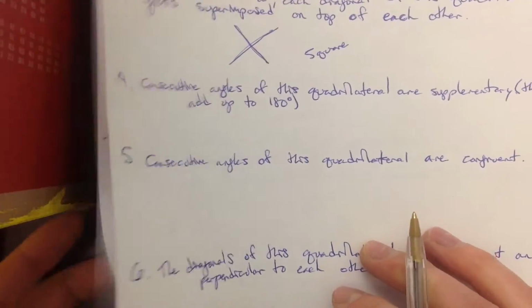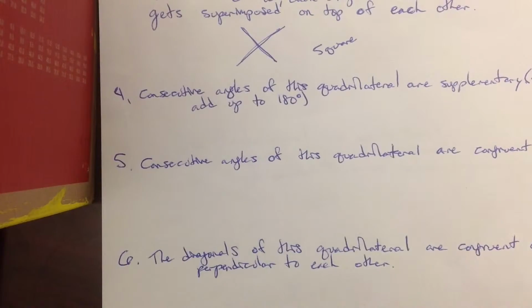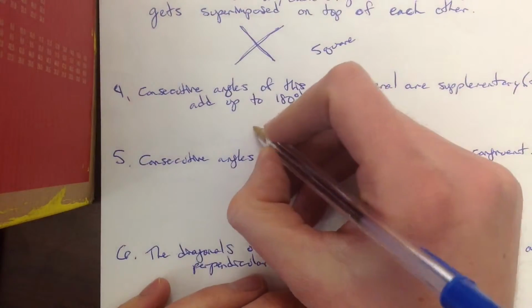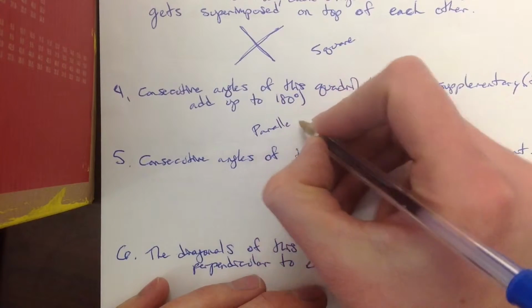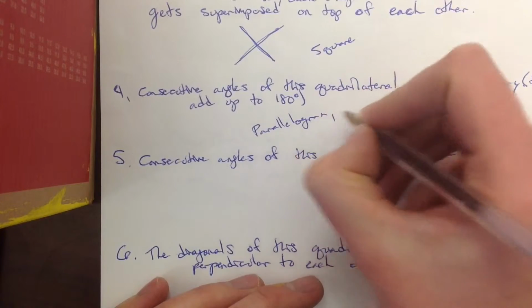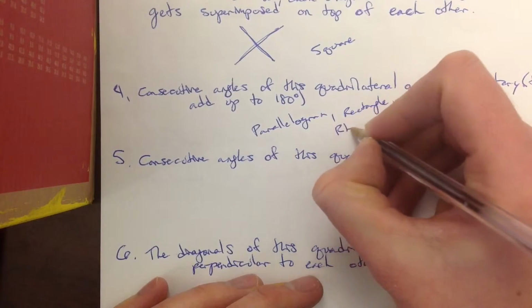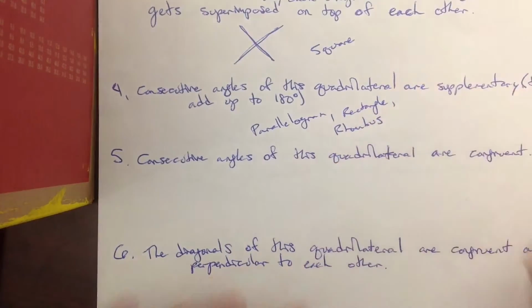The fourth, consecutive angles of the quadrilateral are supplementary, that is, add up to 180. So two angles next to each other add up to 180. Things that fit this are a parallelogram, rectangle, rhombus, all fit this.